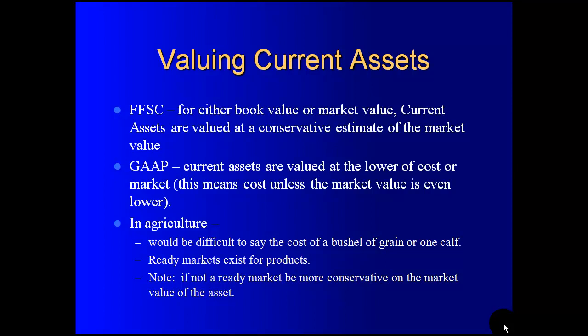One thing to think about is, for some assets, there may not be a ready market, or there's less of a ready market. For example, hay. You can normally sell your hay within a short period of time, but there's not really an auction or a ready market for hay. And so because of that, we'd want to be more conservative on the market value of that asset and really go down on the low side.